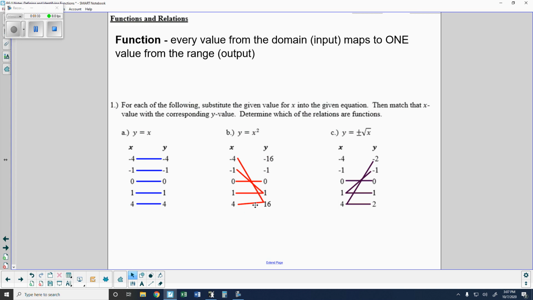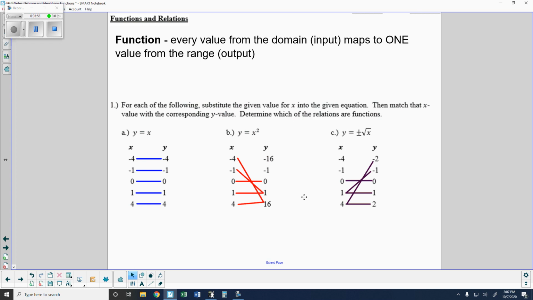Now, some x's go to the same y, but each one of these numbers in the x column is only going one place. In C, we have the problem down here with 1 and 4. Technically, negative 4 and negative 1 do not cause this to no longer be a function. But positive 1 and positive 4 do because they're going in two different directions.